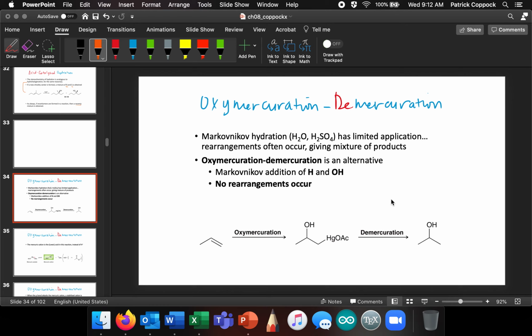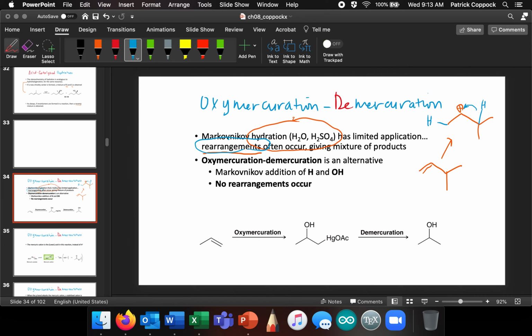Okay, so Markovnikov addition has a limitation. And the limitation is rearrangements often occur, right? Because we're going through a carbocation intermediate, right? So if you have, suppose we were adding water to this, right? Then the carbocation intermediate, can you see that I'm going to get a hydride shift? Hydride shift, and that's going to give a rearrangement, right?